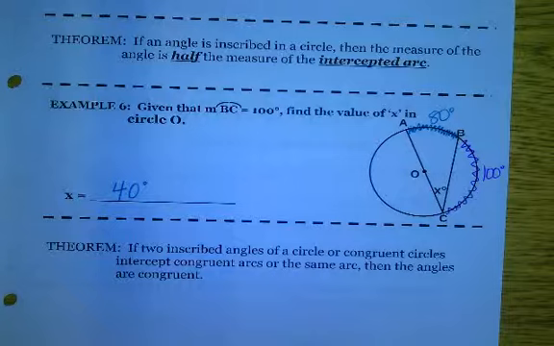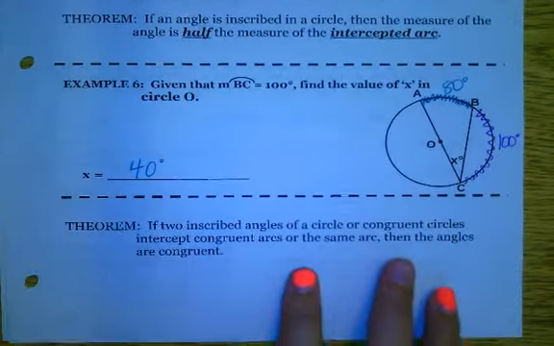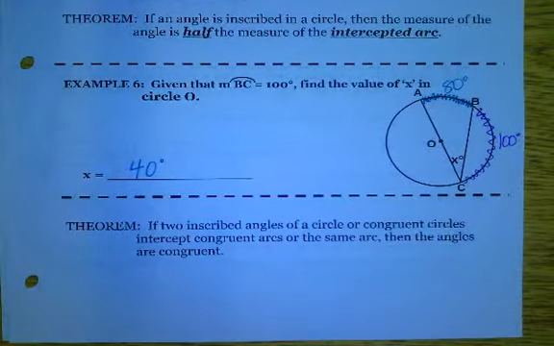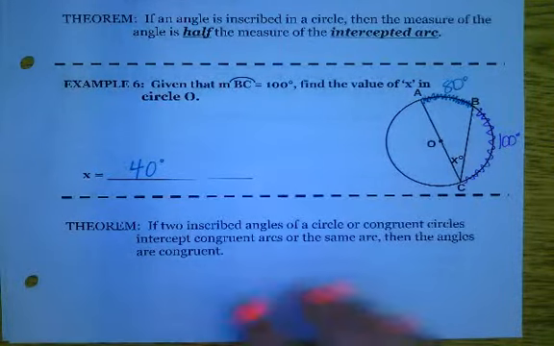It being a semicircle just gave us the value of that one side. That one arc, yes. Any other questions? Theorem: if two inscribed angles of a circle or congruent circles intercept congruent arcs, or the same arc, then the angles are congruent. And we are going to see that in action. Turn it over to example 7.